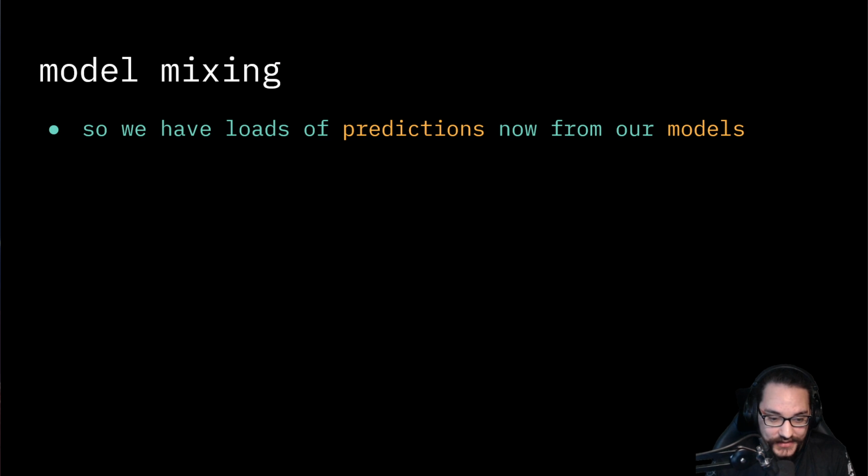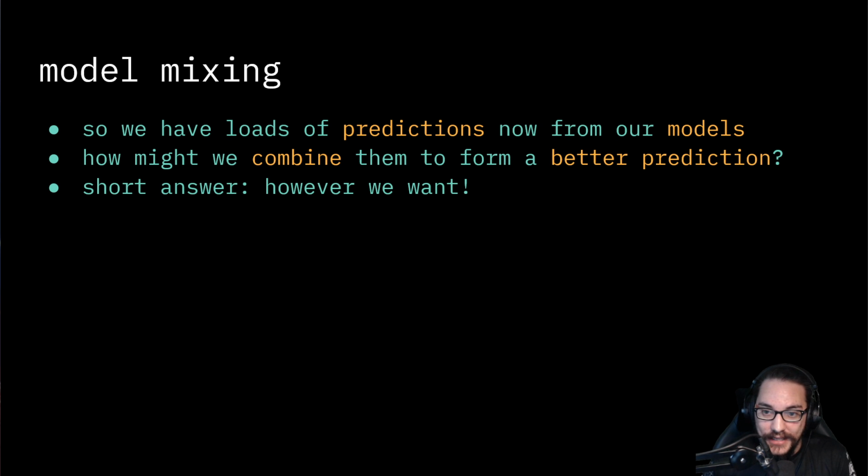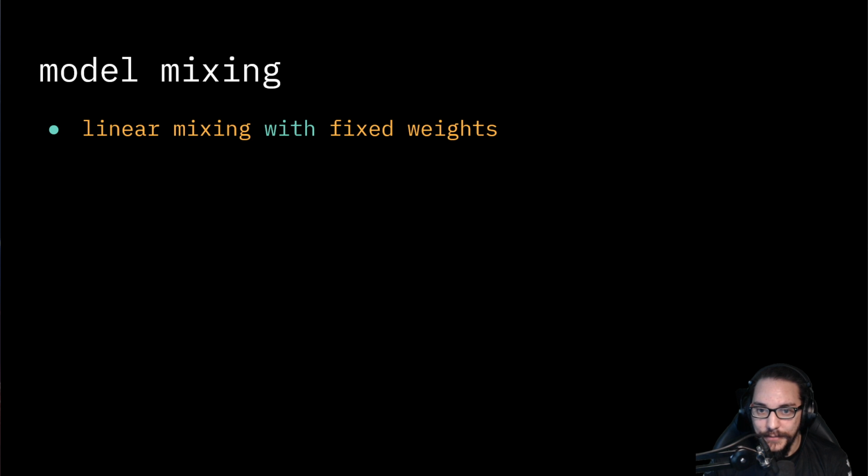So we have loads of predictions that come from our models, and we want to combine them to perform a better prediction. So there's basically any way that we can do this that we want. The predictions are these fixed point values from 0 to 4096 or whatever. So as long as we take 2 of those and mix them together, and we get a new number that's between 0 and 4096 and that's useful, it's a valid way to combine these.